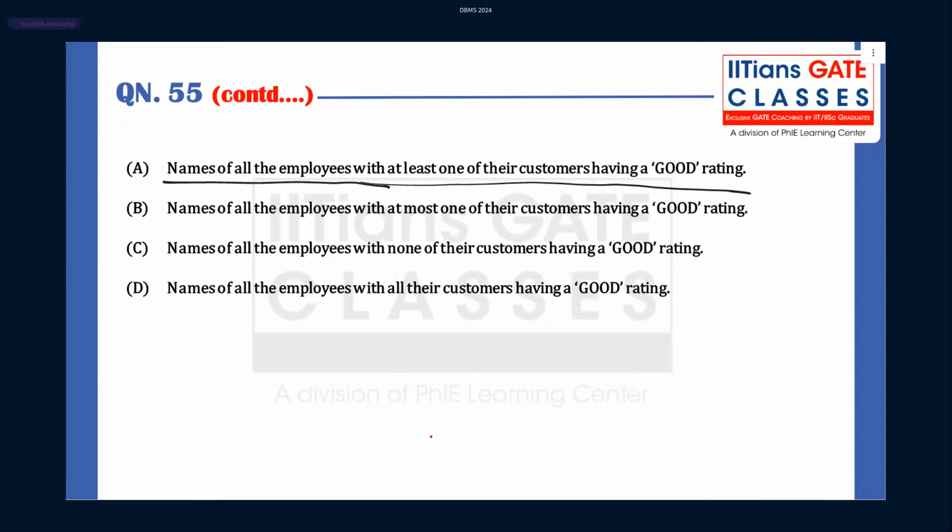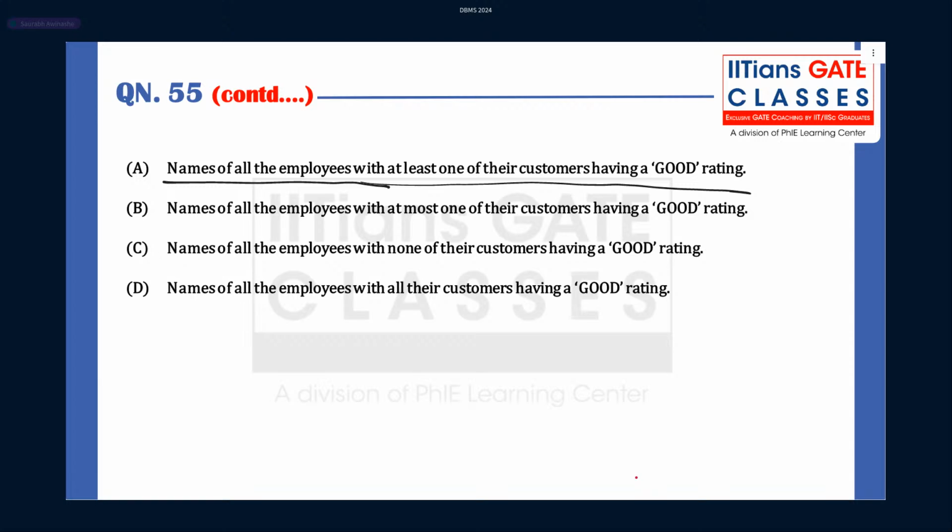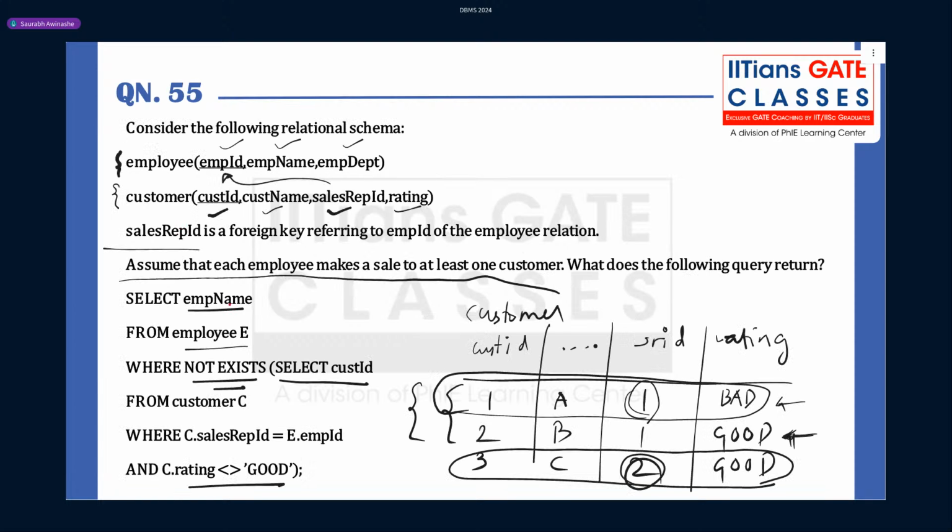Option C says the names of all employees with none of their customers having a good rating. Okay. So if that was the case, then employee ID 2 would have failed here because all of their customers have good rating, right? So option D says the names of all the employees with all the customers having a good rating. So this is the only option that makes sense based on the example.